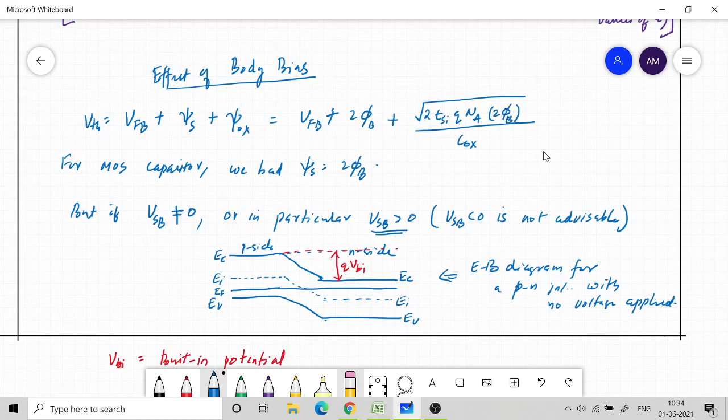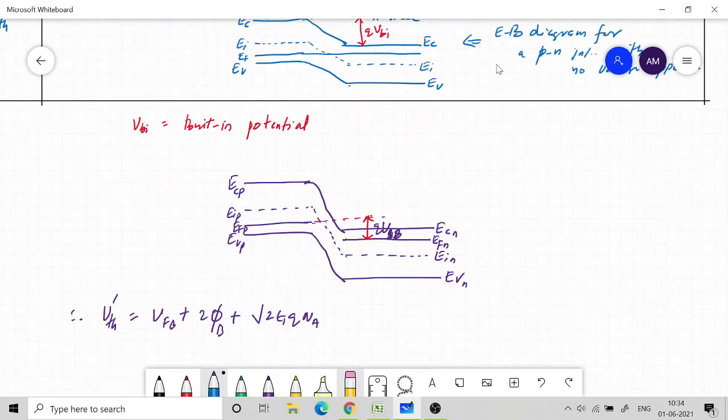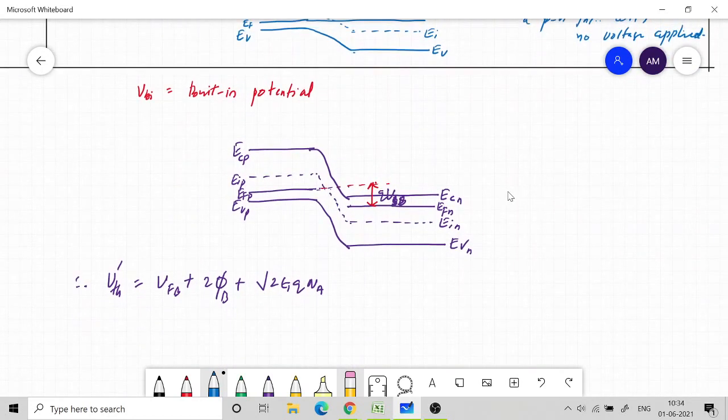Okay, so I can put 2.5B. So this is basically the depletion charge, the square root of this is the depletion charge divided by oxide capacitance, that will give you the psi ox. Okay, so this was our psi s, but now because of the reverse bias that I have applied, it is going to become different.